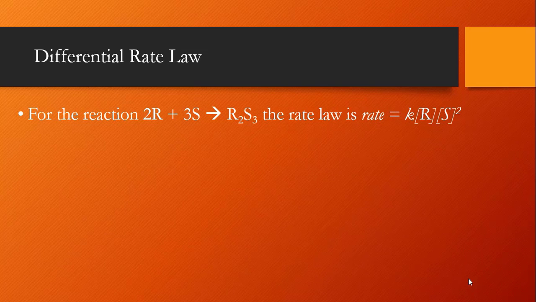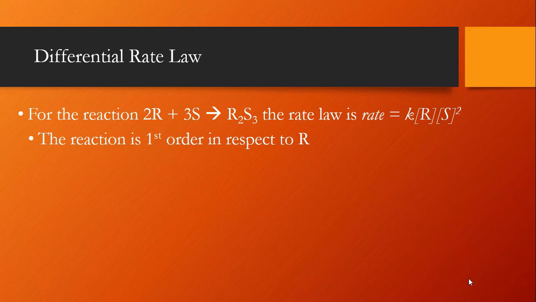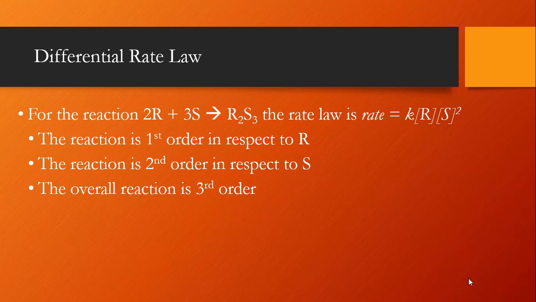So you may be told that for the reaction 2R plus 3S becoming R2S3, the rate law is rate equals k times the concentration of R times the concentration of S squared. You would say the reaction is first order with respect to R, it is second order with respect to S, and the overall reaction is 1 plus 2, so it is a third order reaction.